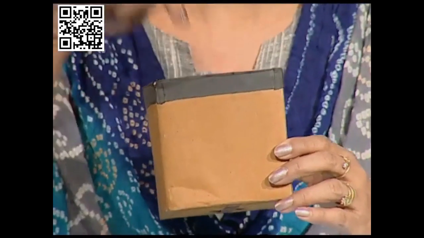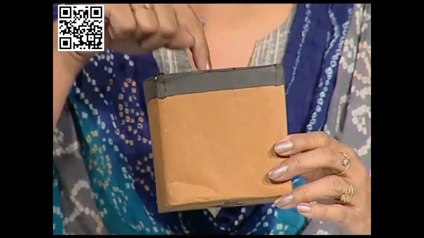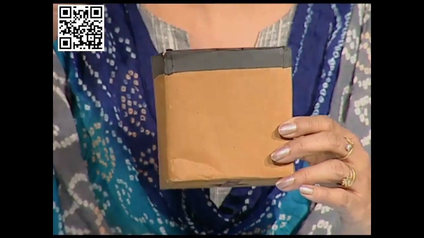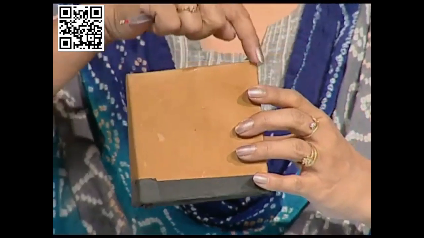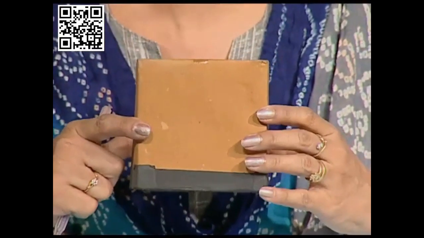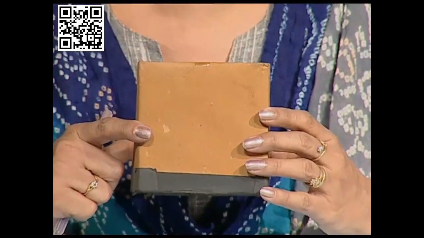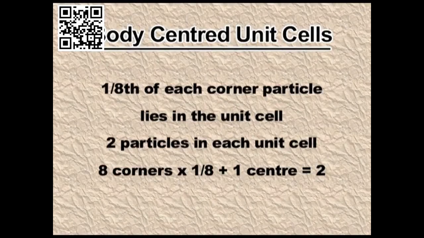Let me tell you once again how. This one which is inside the body is not shared by anyone, it is only of this unit cell, that one atom, plus the atoms which are present at the corners will contribute only 1/8. So 8 corners into 1/8 is equal to 1, plus this one. So 1 plus 1 is equal to 2. So the total number of atoms in a BCC type unit cell is 2.